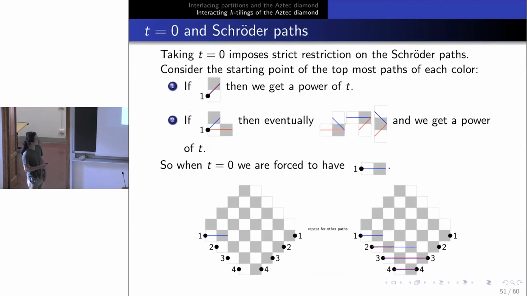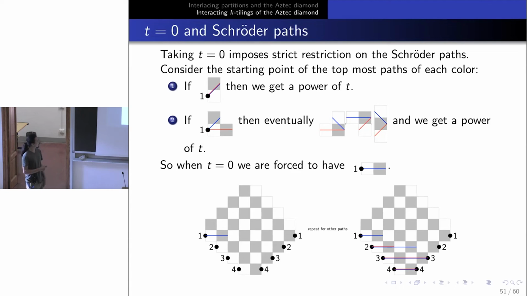So now taking T to 0 really restricts what these paths are allowed to do. So let's just look at the topmost path where it starts. Now we're just going to focus on two colors. If both paths went up diagonally, then we would get a power of T. So this is not allowed. So they both can't go up diagonally.